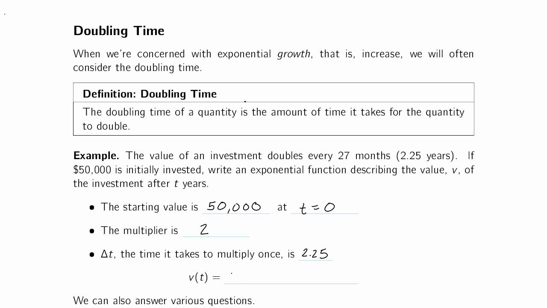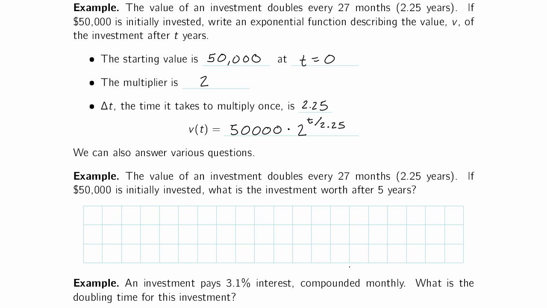So our exponential model, we have 50,000 for our starting value times 2 to the power. Well, our starting time is 0, so we'll just have t over 2.25, because 2.25 is how long it takes to double. We can answer various questions with this, the most obvious one being, with that investment, well, what is it worth after 5 years? Right, so this is all the same given information that we had before.